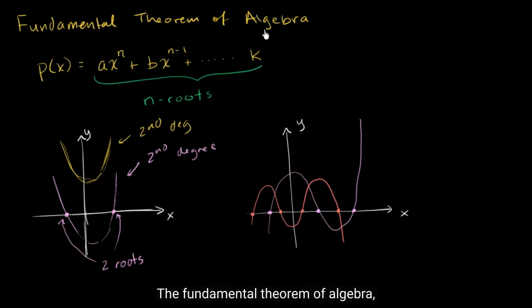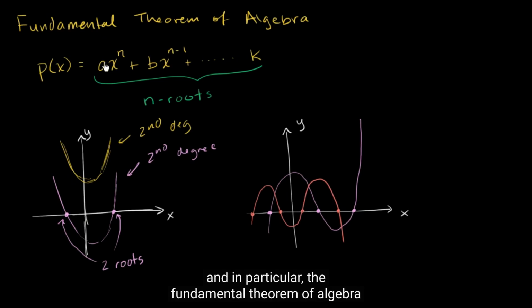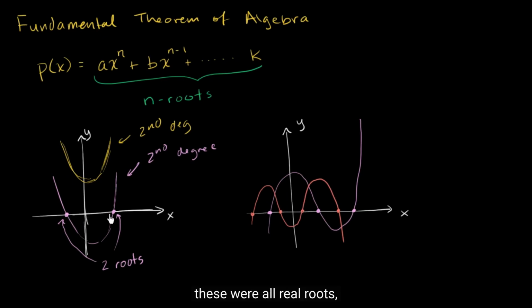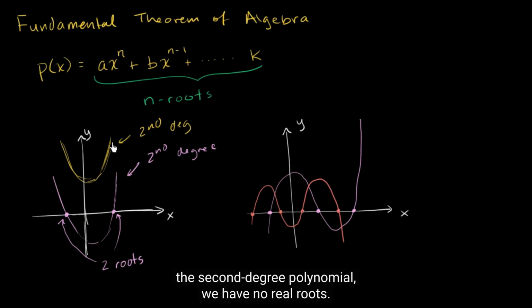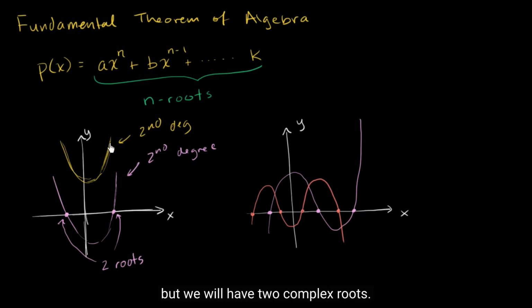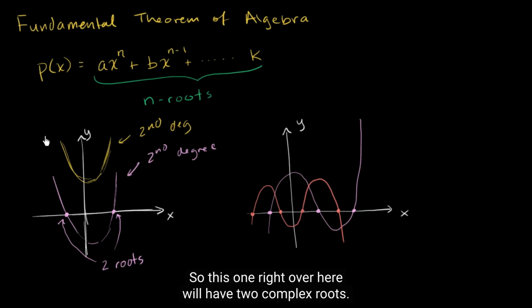The fundamental theorem of algebra extends our number system. We're not just talking about real roots, we're talking about complex roots. And in particular, the fundamental theorem of algebra allows even the coefficients to be complex. So when we're looking at these first examples, these were all real roots, and real numbers are a subset of complex numbers. So here you had 2 real roots, here you had 3 real roots, in this orange function you had 4 real roots. In this yellow parabola right over here, the second degree polynomial, we have no real roots. That's why you don't see it intersecting the x-axis. But we will have 2 complex roots. So this one right over here will have 2 complex roots.